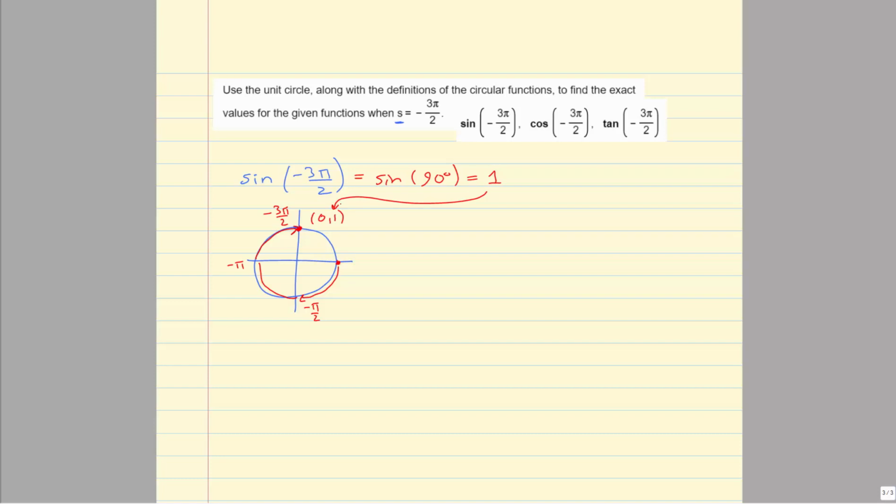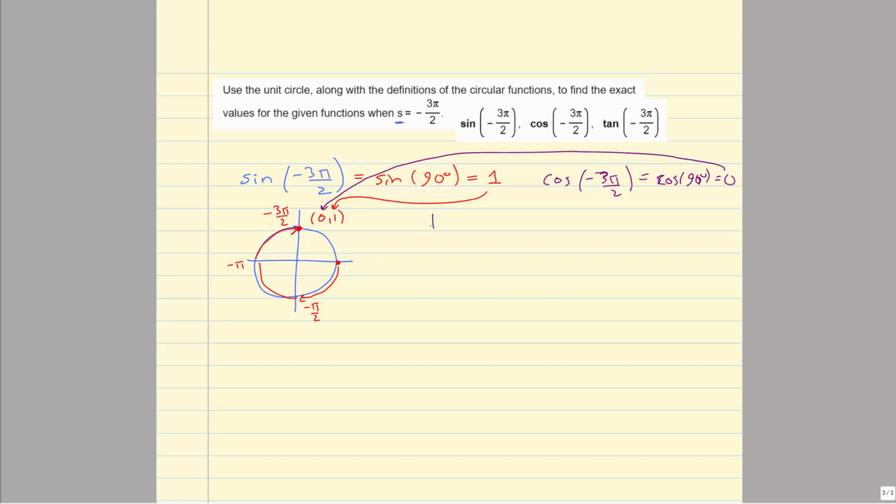So if you can relate the rotations to a positive angle, these become quite a bit easier. Now, of course, from here, cosine is going to be nice because I already have everything written out. So the cosine of negative 3 pi over 2 will be the same as the cosine of 90, which we can see from our picture is 0.